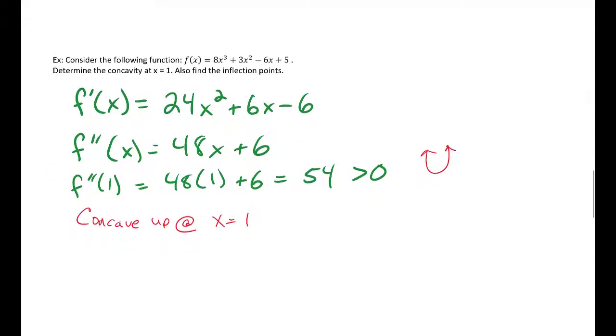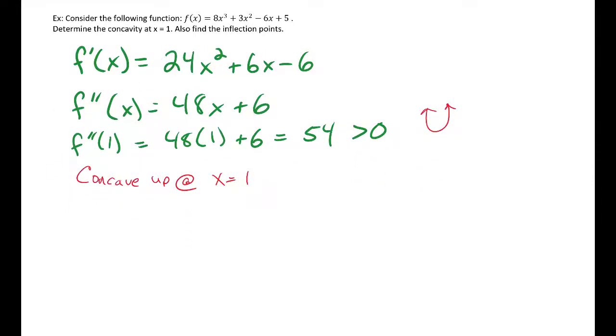Okay, inflection points. To find the inflection point, we need to determine where the second derivative is either 0 or undefined. Well, our second derivative is 48x plus 6, so it's going to be defined everywhere. I mean, if you look at the domain of that second derivative, it's all real numbers, so it's defined everywhere. However, we can set that equal to 0. So the inflection point will be where 48x plus 6 equals 0. Solving for x, I'll save you the steps. You get x is negative 6/48, which reduces to negative 1/8.